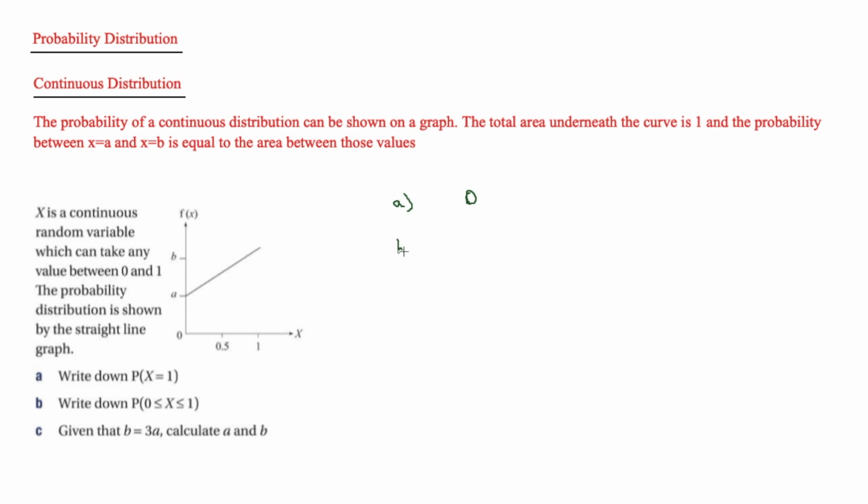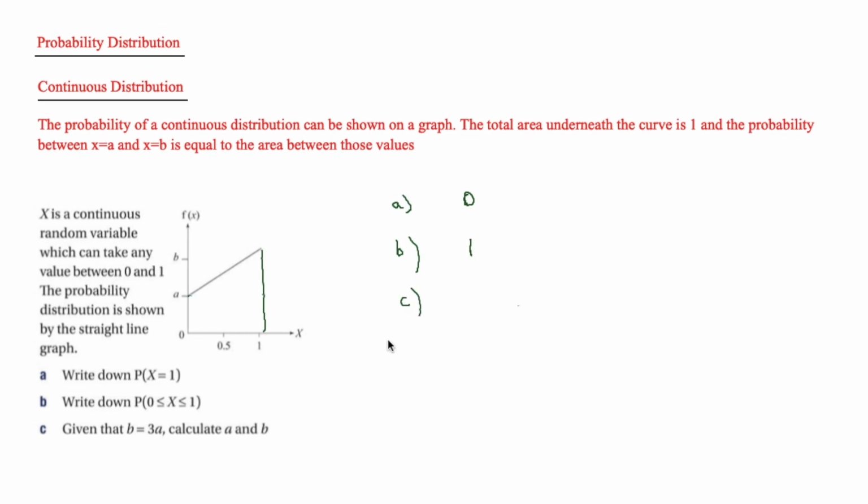Then for b, it says that work out the probability that x is between 0 and 1. Well, this is the idea that the total area underneath the curve is equal to 1. So if it's between 0 and 1, total area underneath this is going to be 1. So then the final question says that given b is equal to 3a, calculate a and b. And we know that the whole area underneath this is going to be 1 because the total area underneath the curve is 1. So in order to do this, let's split it up into two things.